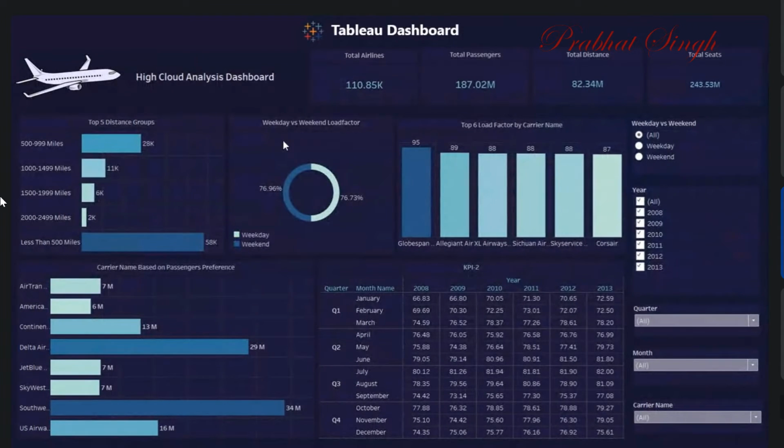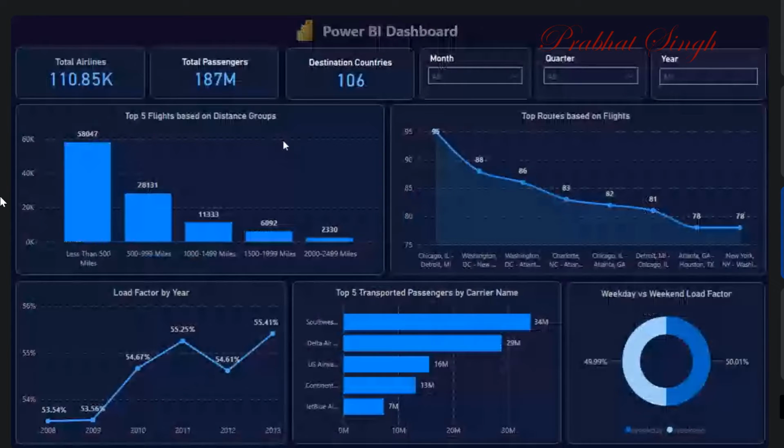Let's come to the dashboards. This is our Tableau dashboard, designed to analyze our HighCloud services. Here we have integrated KPIs like usage, uptime, costs, and customer satisfaction with scorecards and filters. Next slide. And this is our Tableau dashboard. Next.